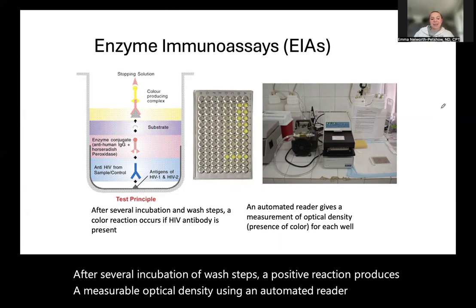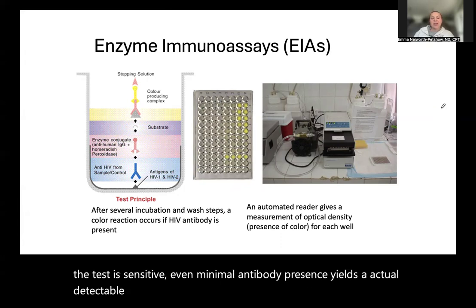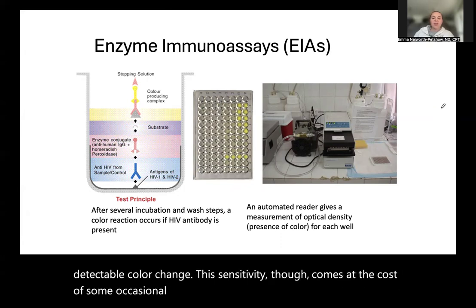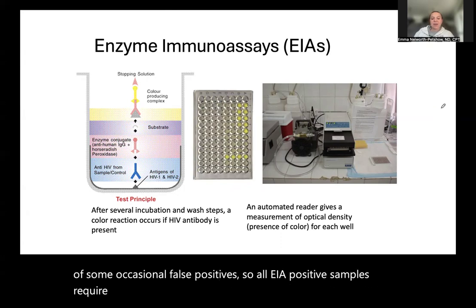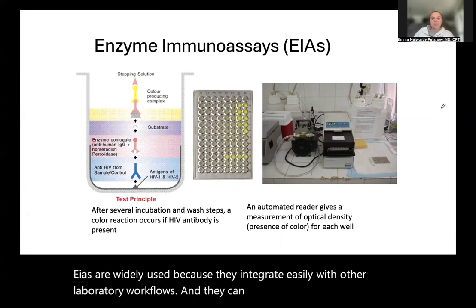Because the test is sensitive, even minimal antibody presence yields a detectable color change. This sensitivity, though, comes at the cost of some occasional false positives. So all EIA positive samples require confirmatory testing. EIAs are widely used because they integrate easily with other laboratory workflows, and they can also be run alongside routine chemistry panels.